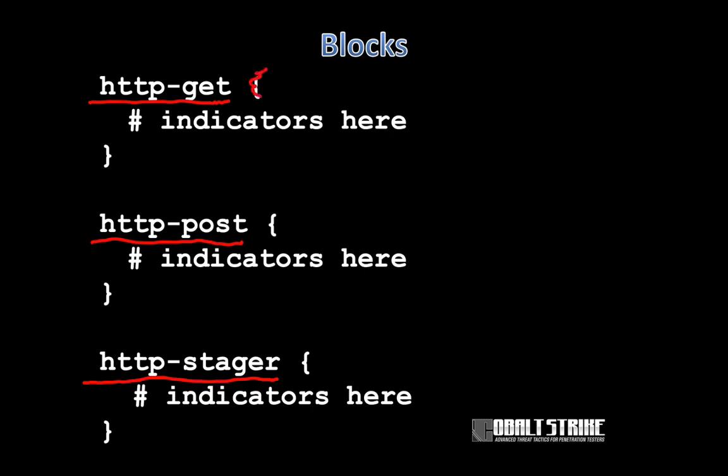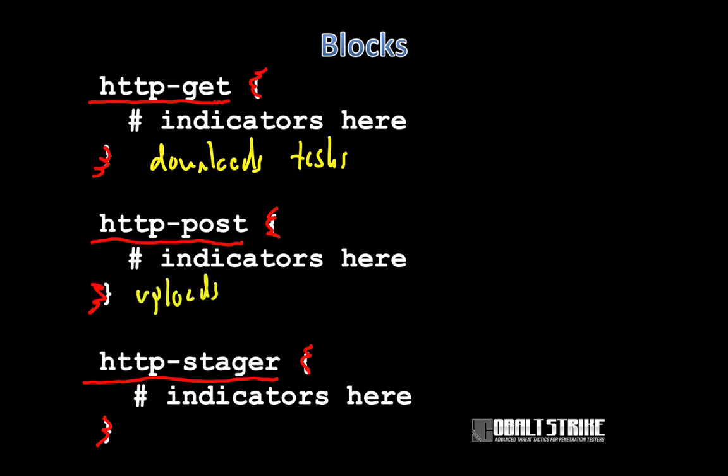So that's why we have blocks, to allow you to easily group the indicators related to these aspects of what Beacon does. So for example, the HTTP GET block is how Beacon downloads its tasks. The HTTP POST block controls how Beacon uploads output back to the Cobalt Strike team server. And the HTTP Stager block shapes the content of the staging process.